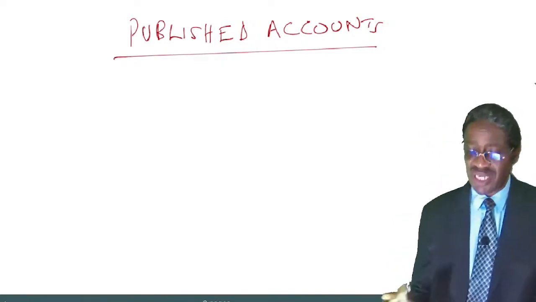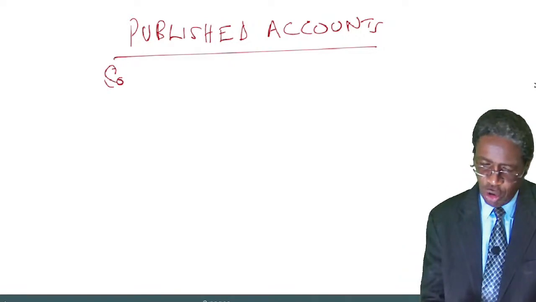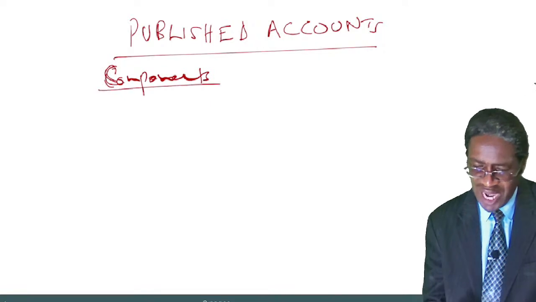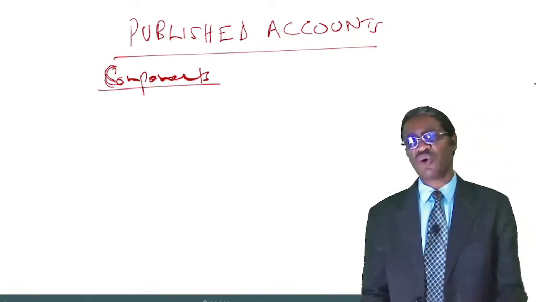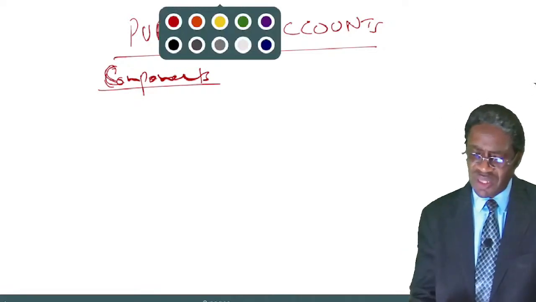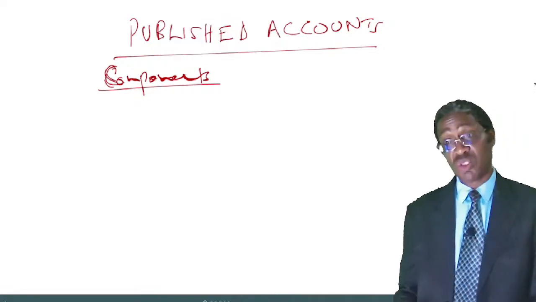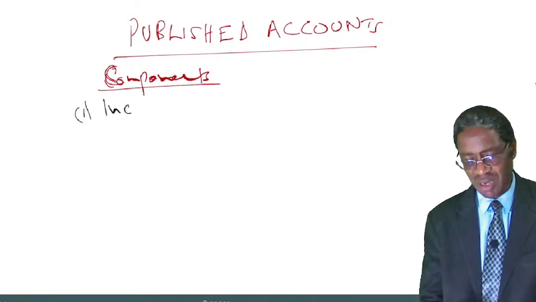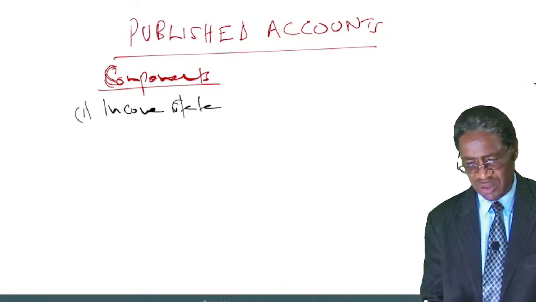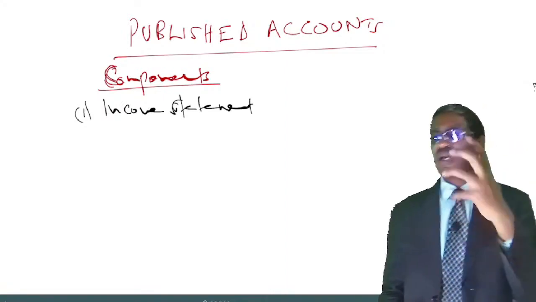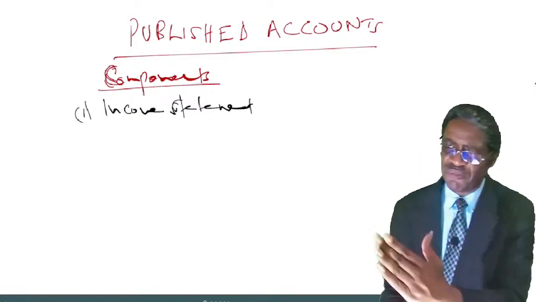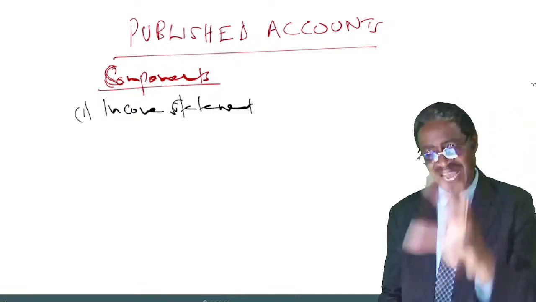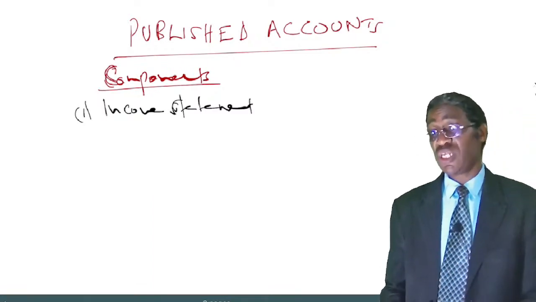Which means we want to discuss the components of a complete set of financial statements. One of the things that you as a company should include is, one, the income statement of your company. Some questions will call it the statement of profit or loss. Some will call it the statement of comprehensive income, but that is what we are saying should be included.